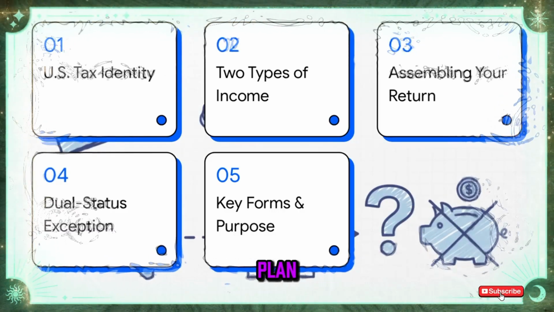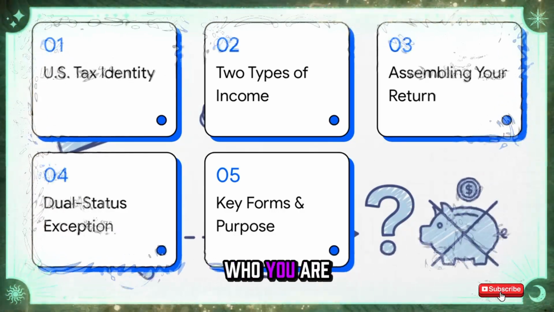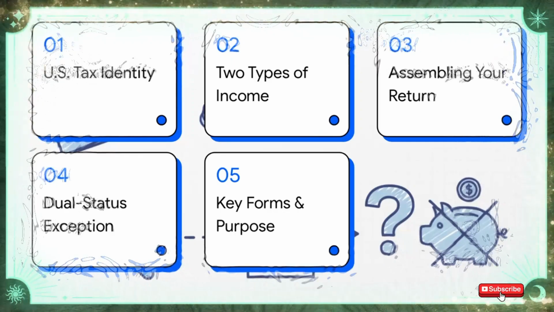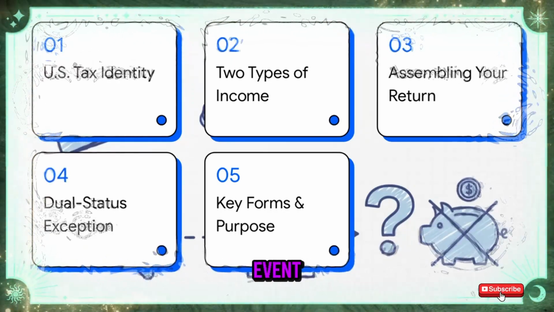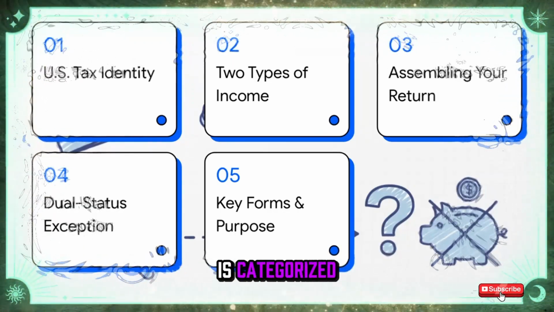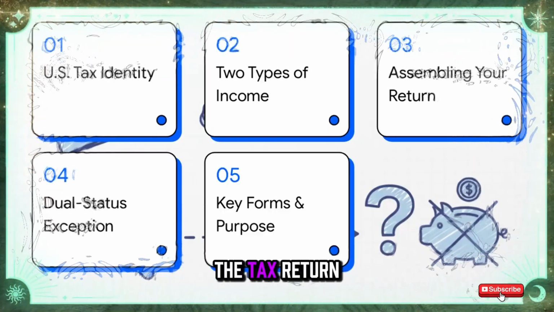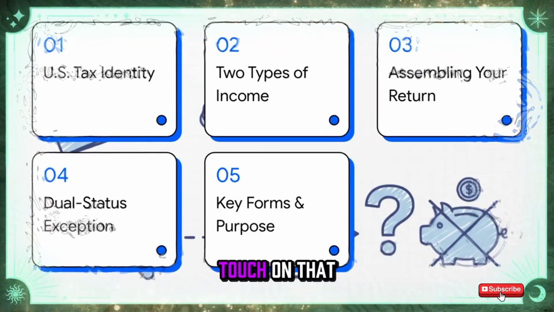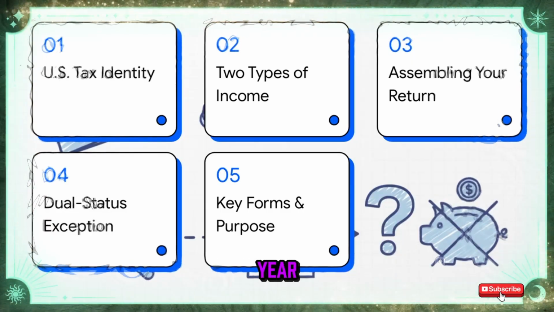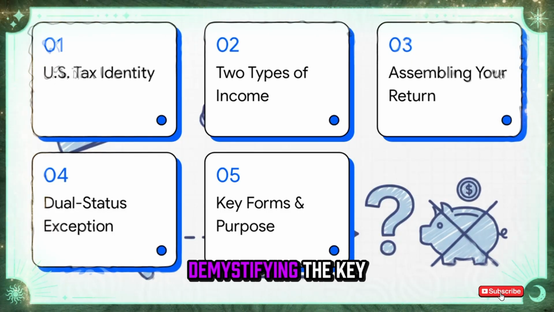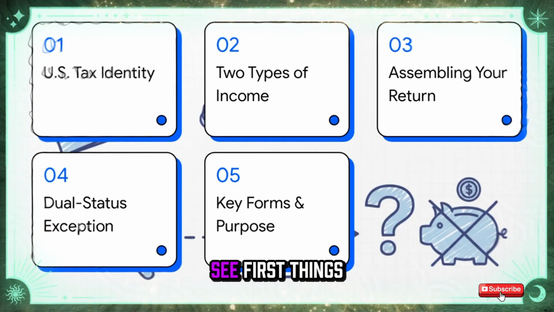So here's our game plan. First, we'll nail down who you are in the eyes of the IRS. Then we'll get into the main event, the two different ways your income is categorized. After that, we'll see how the tax return actually comes together, touch on that tricky dual status year, and then we'll wrap up by demystifying the key forms you're going to see.